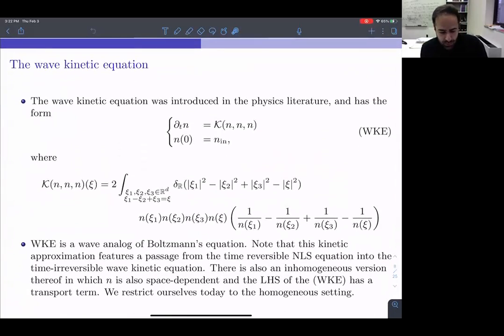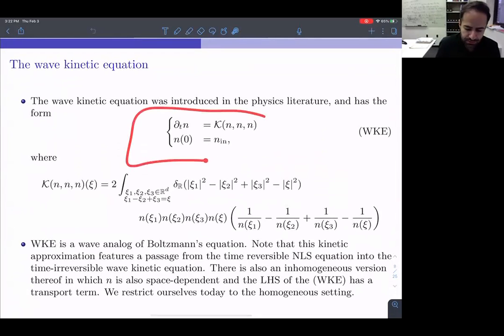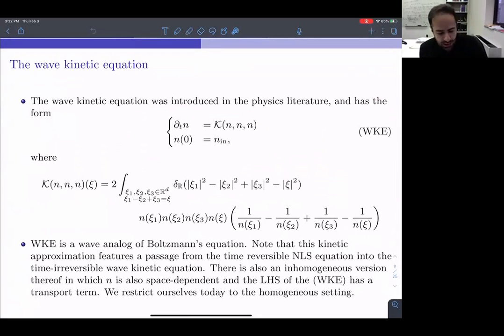So the wave kinetic equation is right here. It's given by dTn is equal to K of n. It's cubic instead of being quadratic as in the Boltzmann case, and this is the collision kernel. It's given by this integral. You're integrating over xi1 minus xi2 plus xi3 equal to xi, and also over xi1 squared minus xi2 squared plus xi3 squared minus xi squared equals 0.